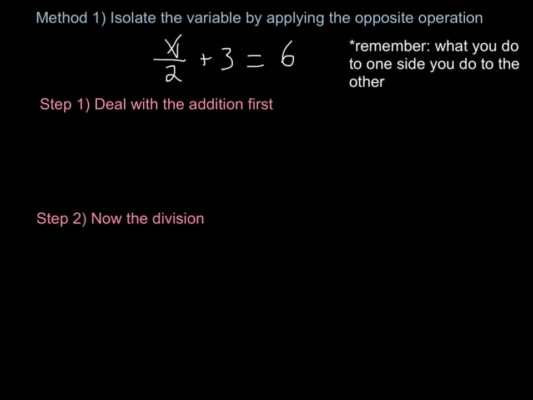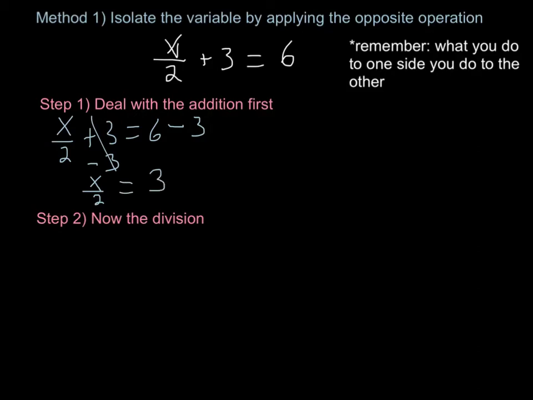So it says in our step 1, deal with our addition first, just like last time. We're going to ignore that division there, ignore those rules of BEDMAS. We're going to deal with our addition first. So we've got right now x over 2 plus 3 equals 6. Well, to deal with that 3 first, we've got to do the opposite. So the opposite of adding 3 would be subtracting 3. And what we do to one side, we do to the other, so we're going to subtract it off there. 3 minus 3 is 0, so now we've got x over 2 equals, and 6 minus 3 is 3.